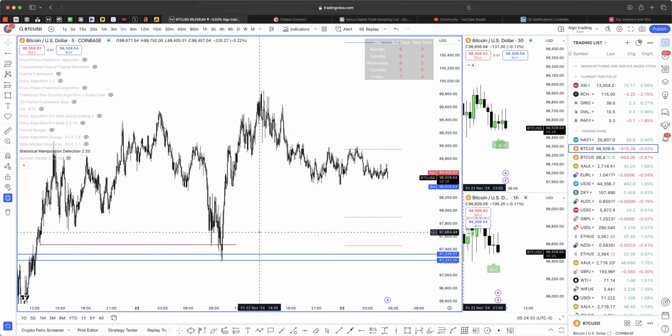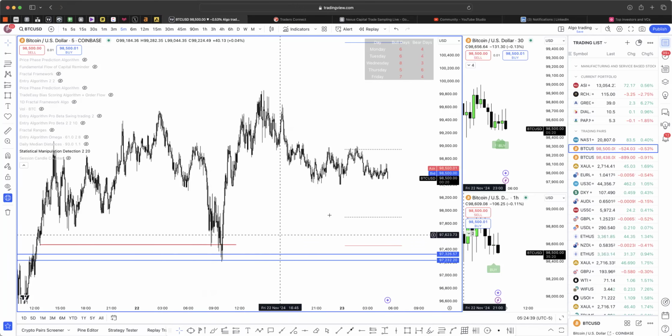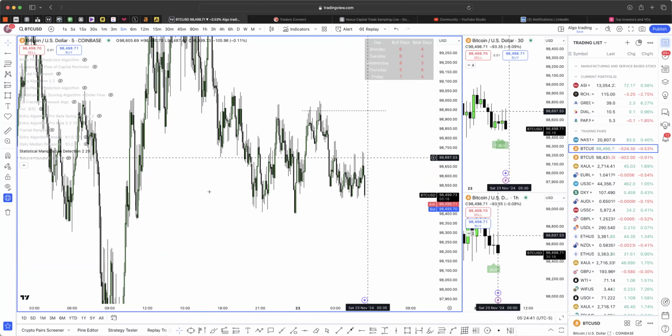Now, I personally don't use it that much. My stop loss is still going to be medium to large in terms of its size. But yeah, this is how you can do it. And I will definitely dedicate another YouTube video just for this.